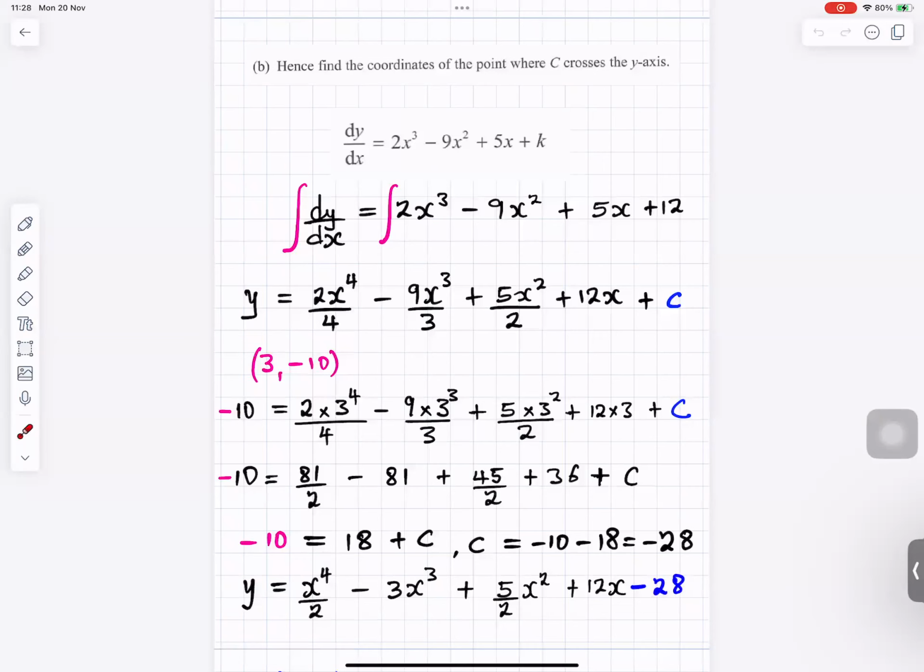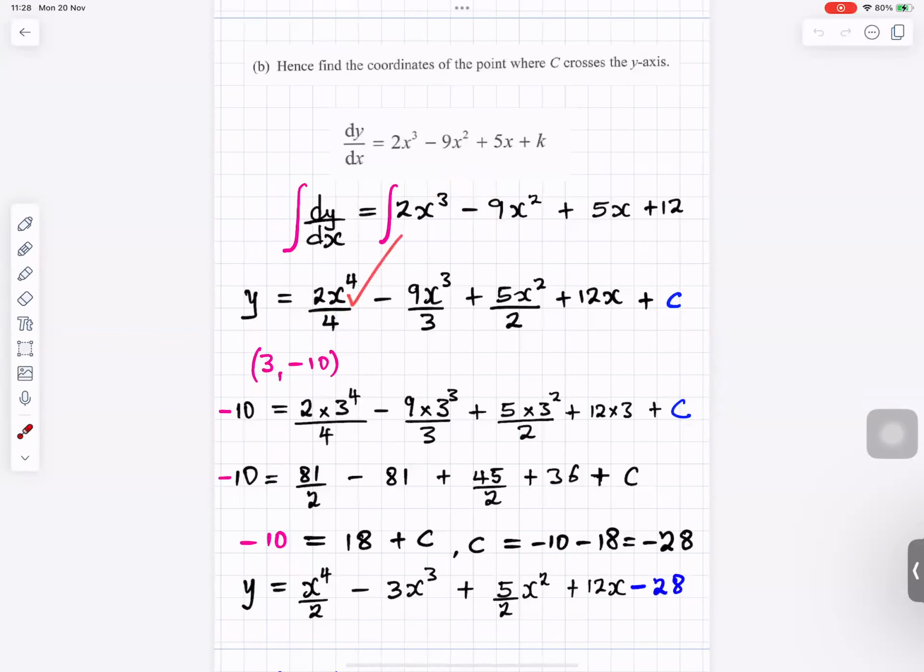Part B, hence find the coordinates of the point where C crosses the y-axis. So let's first of all find the equation of the curve. We need to integrate. The opposite of dy over dx will give you what y is. So we integrate that expression. When you integrate, you add 1 to the power and divide by the new power. So add 1 to 3, it becomes 4, and you divide by 4.